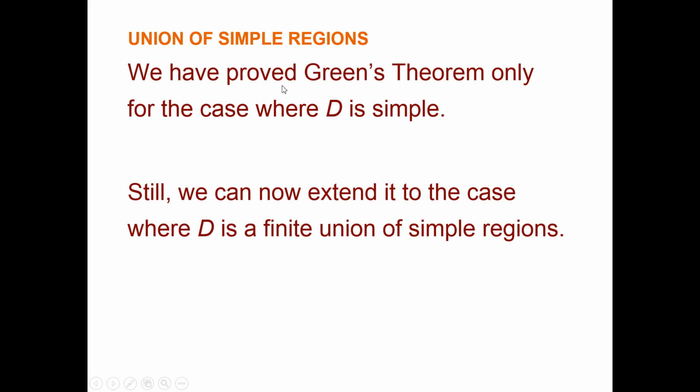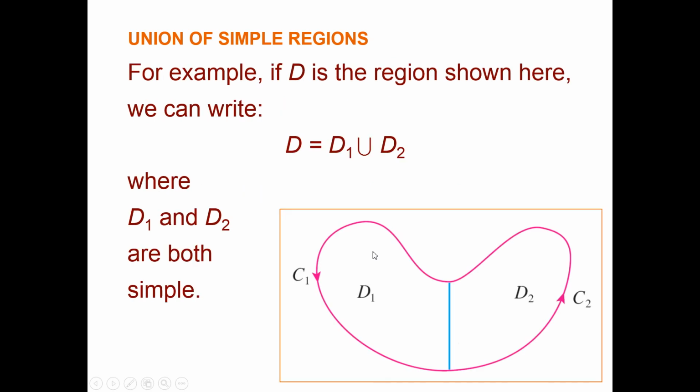So we have proved the theorem only for the case where D is simple. We are not going to prove the general case, so ignore this slide, but we have used the theorem. Still, we can extend it to the case where D is a finite union of simple regions. Like this, if we have two regions D1 and D2, we can make them one by D1 union D2, where D1 and D2 are both simple.